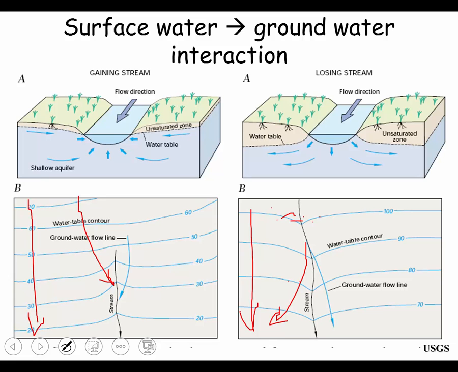So the first thing I want you to keep in mind is that when you contour the water table, you can draw lines perpendicular to the water table, and those are the stream flow lines, if you like. Those are the lines that tell you the direction the groundwater is going. Why would that be of interest? Why would you even want to know what direction the groundwater is going?